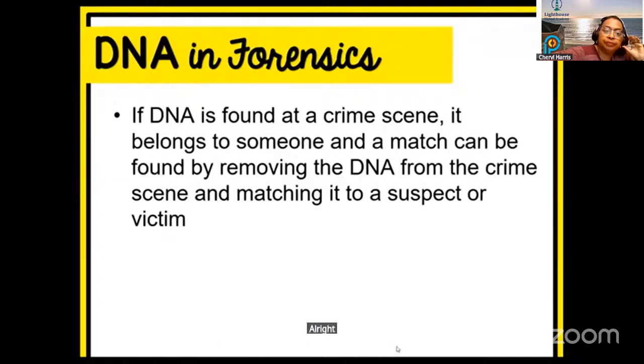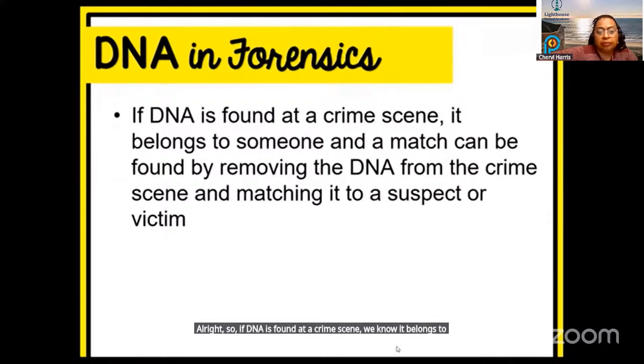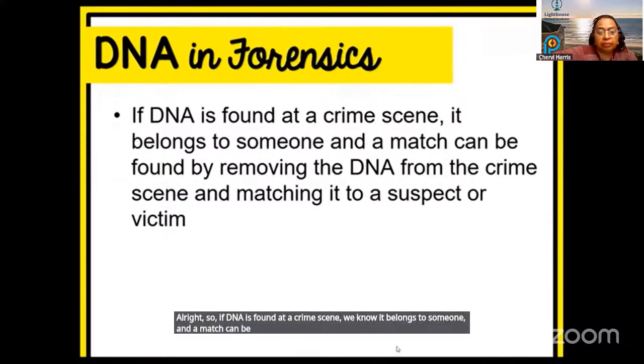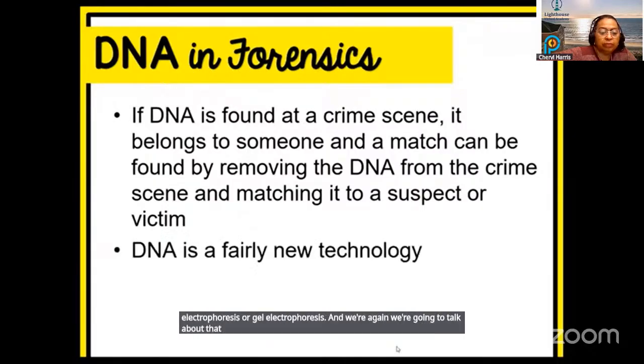All right, so if DNA is found at a crime scene, we know it belongs to someone, and a match can be found through several steps. It starts by removing the DNA from the crime scene, and then there's a complicated process that it goes through to match it to a suspect or to a victim. And we call that DNA electrophoresis or gel electrophoresis. And we're going to talk about that in a future lesson.